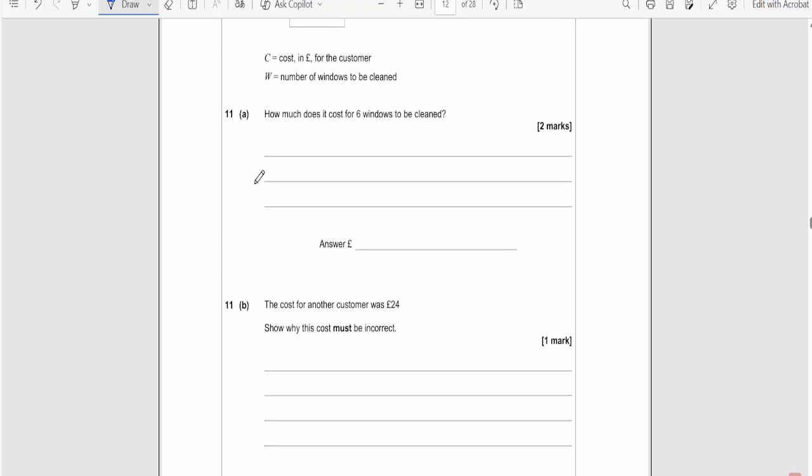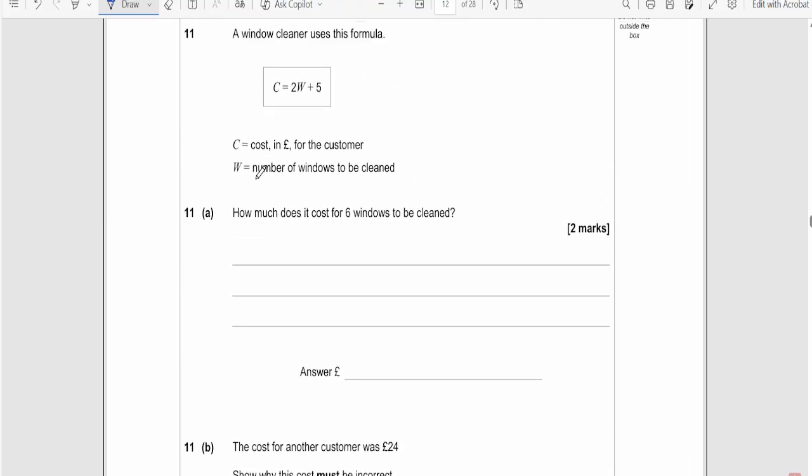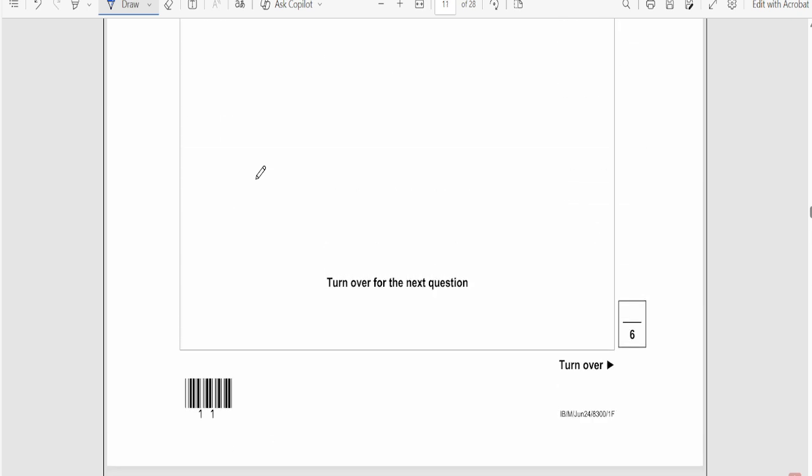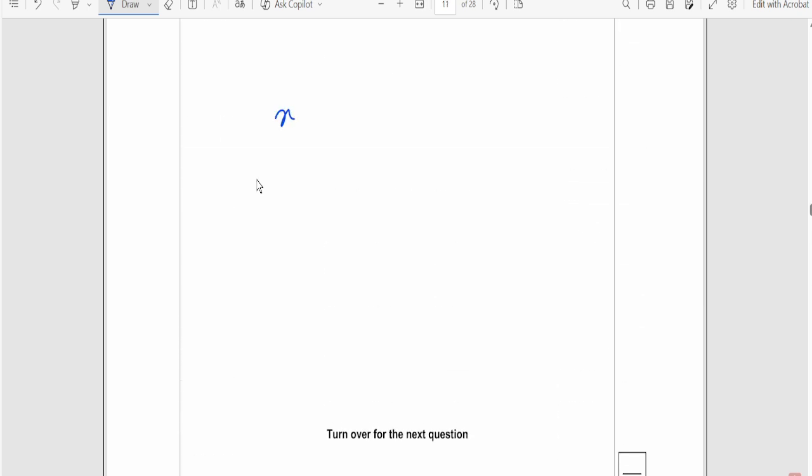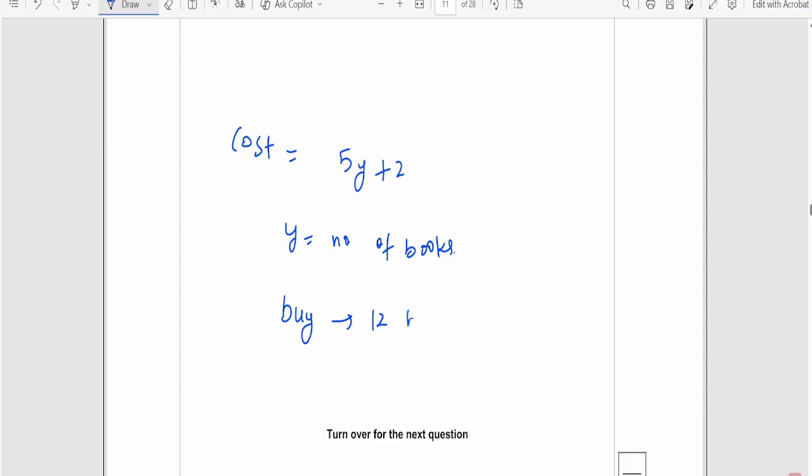So now let's suppose the cost of something is 5y plus 2, and let's say y is the number of books. Okay, and you purchase, let's say, 12 books. How much would you have to pay for 12 books? Try this.